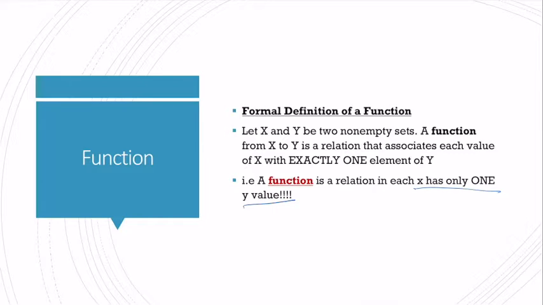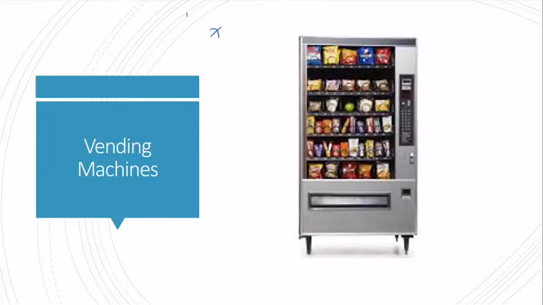So a vending machine functions, right? You push a button, you get a snack. So all those buttons, those are going to be our domain, right? So I could push C7, I could push D6, I could push E4, right? I push a button and I get out a snack. Those snacks are our range.